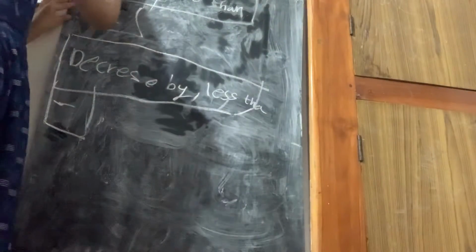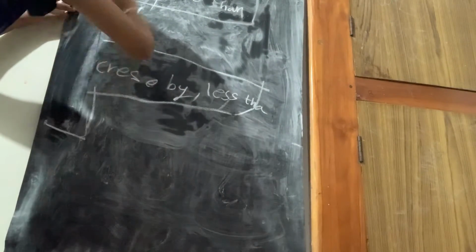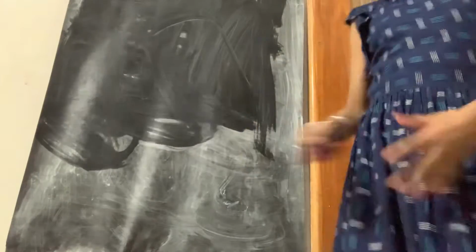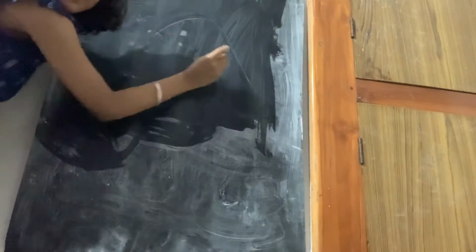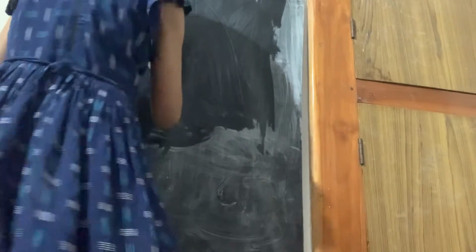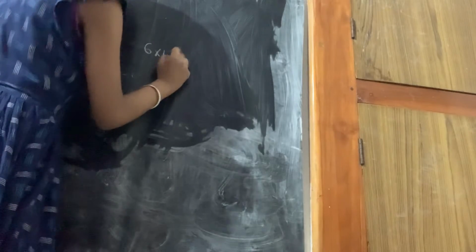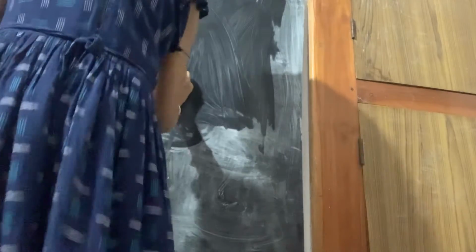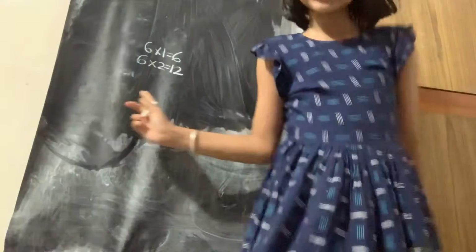Now we will learn the table of six today. Everyone knows the table of 5, it's very easy. So today we learn the table of 6. Okay everyone, I'll write the table of 6 here. Repeat with me. Six ones are six. Six twos are 12. Getting easy? You can see my board, right?